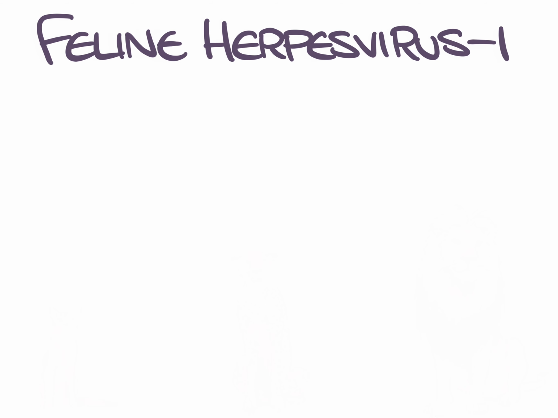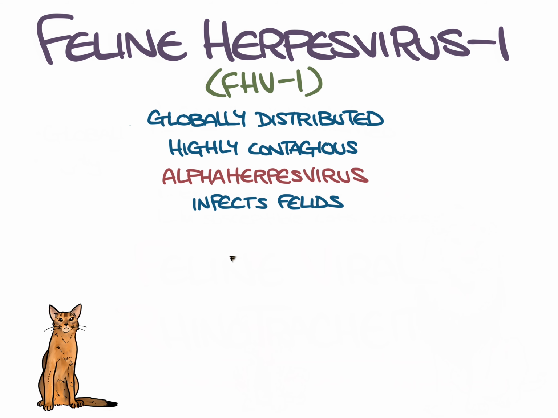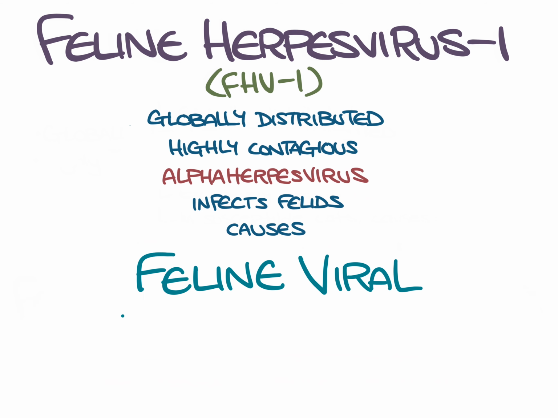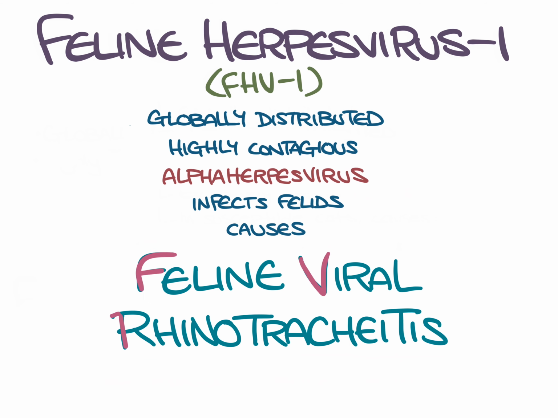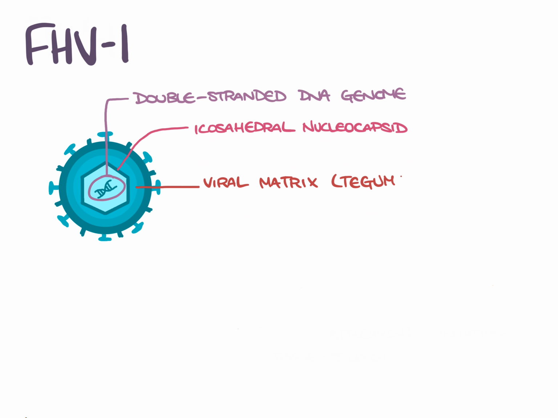Feline herpesvirus 1, or FHV1, is a globally distributed, highly contagious alpha herpesvirus that exclusively infects felids, including domestic cats, cheetahs, and lions. In susceptible cats, infection causes feline viral rhinotracheitis, or FVR, which is inflammation of the nasal passages and trachea.